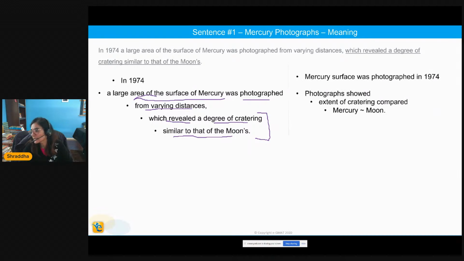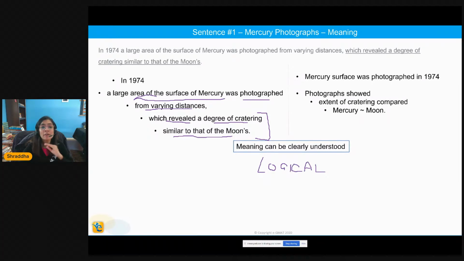Now, the sentence says that Mercury's surface was photographed in 1974. The pictures showed the extent of cratering, and because there are craters on Mercury, the comparison came up with the craters of the moon. So if we take a look at this sentence, we can say that the sentence presents logical meaning. Logically, this sentence is not compromising on the meaning that it contains. So, this was our first step, which is meaning analysis.